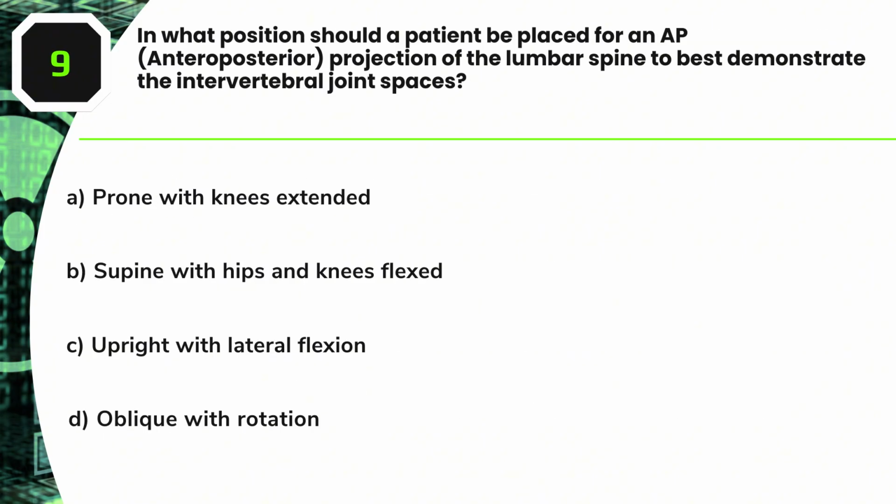Question 9. In what position should a patient be placed for an AP, anteroposterior, projection of the lumbar spine to best demonstrate the intervertebral joint spaces? A. Prone with knees extended. B. Supine with hips and knees flexed. C. Upright with lateral flexion. D. Oblique with rotation.